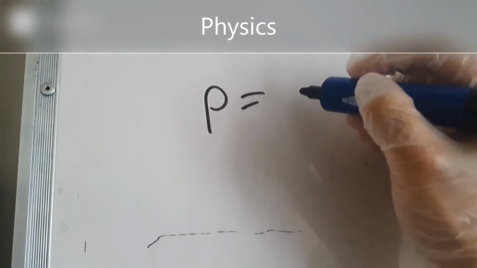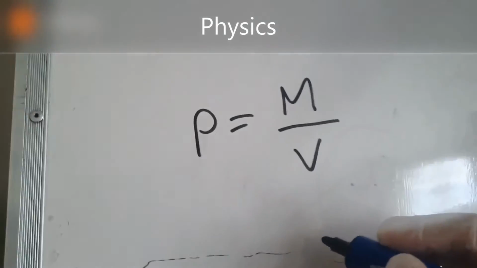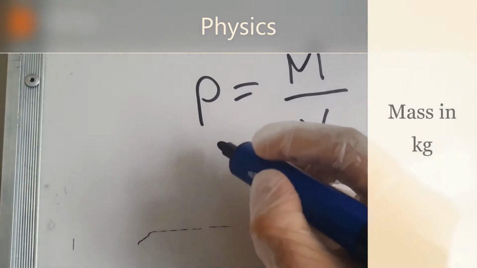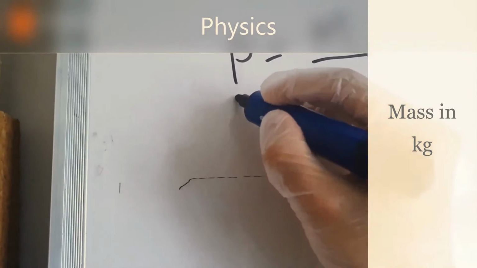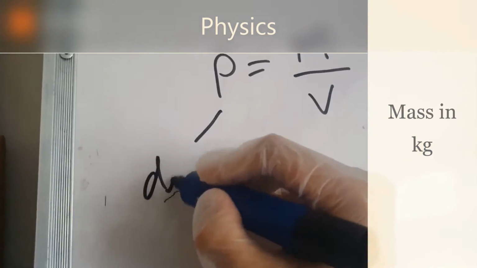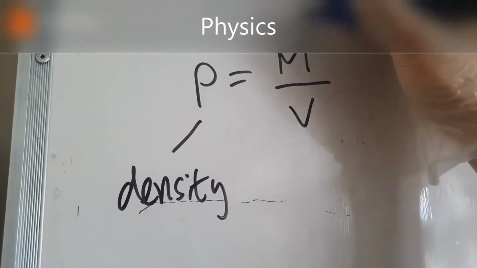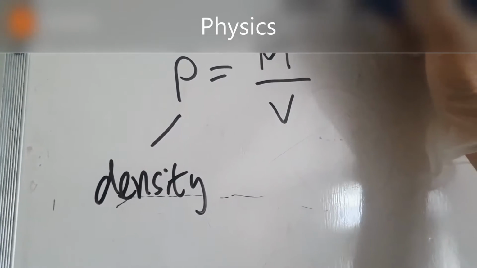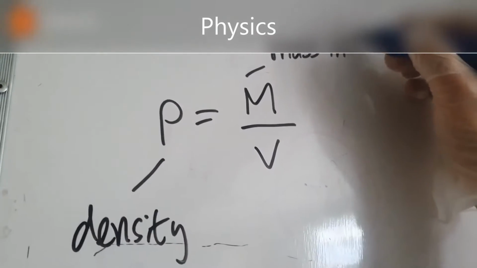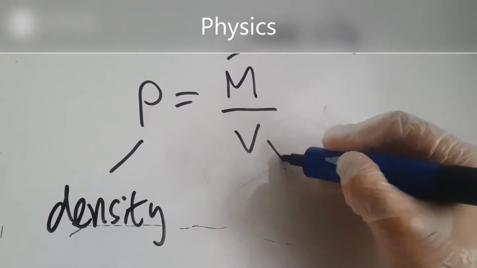Alright, so here I'm going to write some equations. Here we have density is equal to mass divided by volume. Density has the Greek symbol rho, which is a curly p. It stands for density. Mass needs to be measured in kilograms, and the V stands for volume, and it has to be measured in meters cubed.